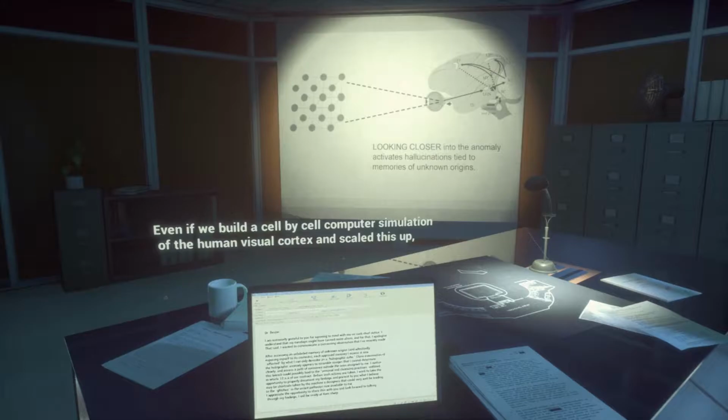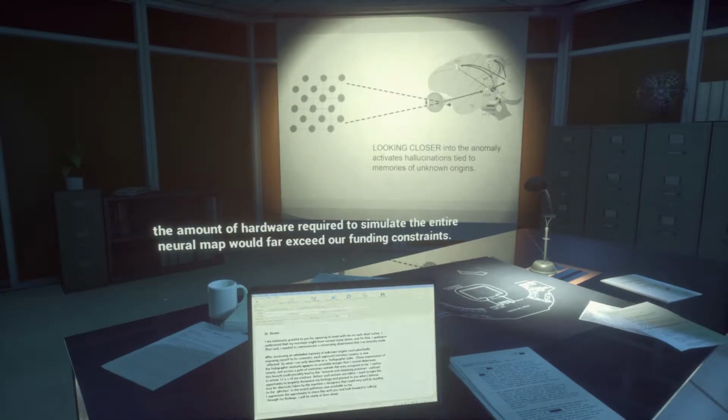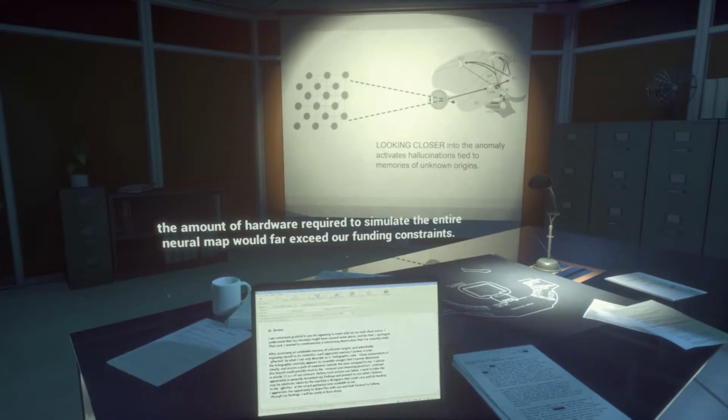Even if we build a cell-by-cell computer simulation of the human visual cortex and scaled this up, the amount of hardware required to simulate the entire neural map would far exceed our funding constraints.